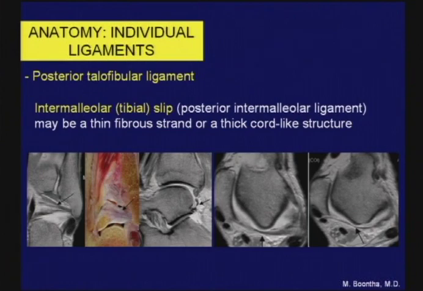There is a part of the posterior talofibular ligament that I regard as the intermalleolar or tibial slip of that ligament. Now, there is some confusion on this topic, because some people have separated the intermalleolar slip and the tibial slip as two different structures, but I regard them as the same. I haven't figured out any differences between the descriptions of the tibial slip and the intermalleolar slip.